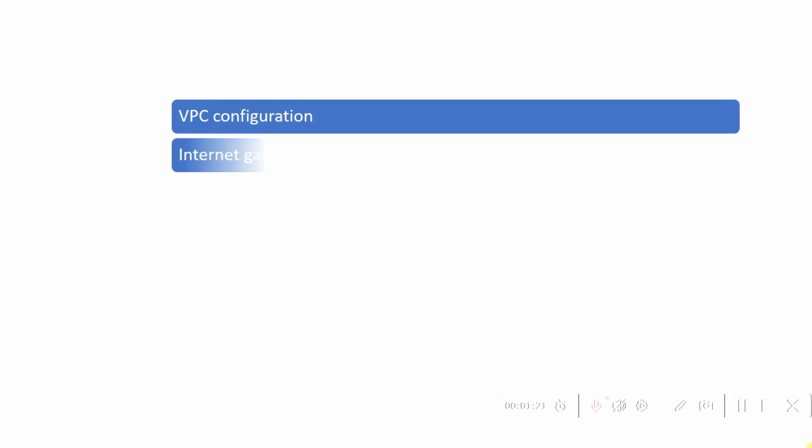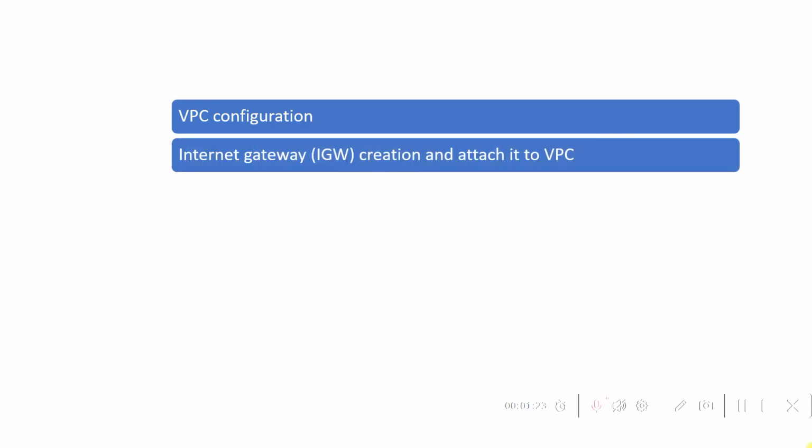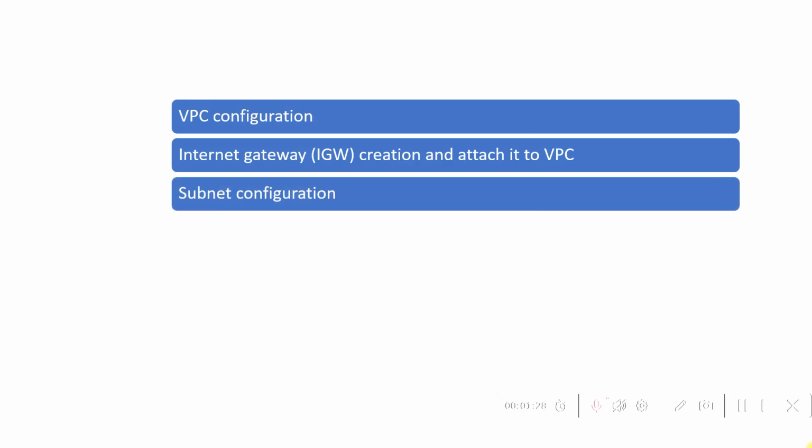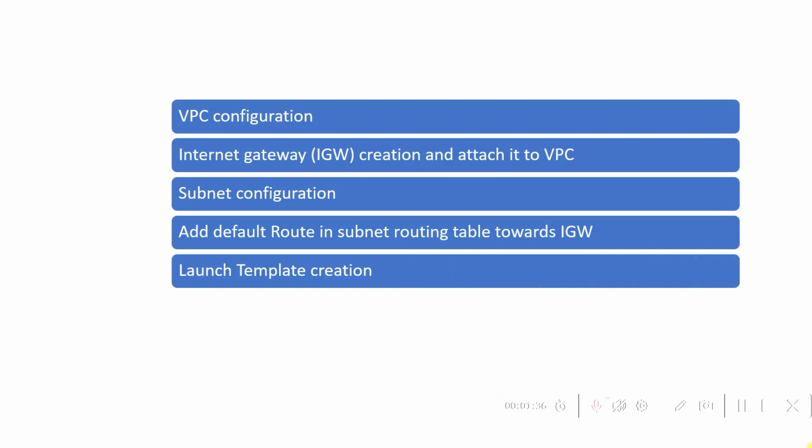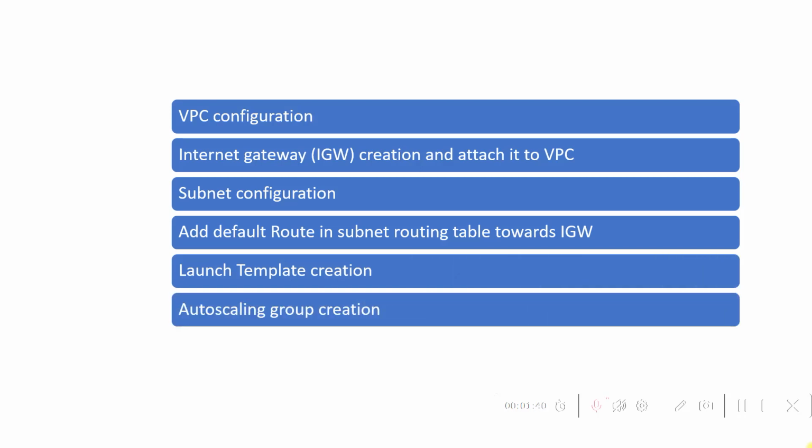Before jumping into the AWS console, let's see what steps we are going to follow for this lab. First we'll create a VPC and internet gateway, then we'll attach this internet gateway to the VPC and create one subnet, and add a default route in the subnet towards the IGW, internet gateway. Then we'll create a launch template, then an autoscaling group. So let's jump into the AWS console now.